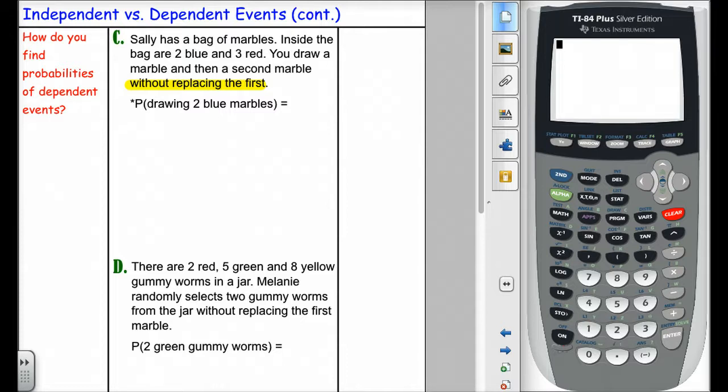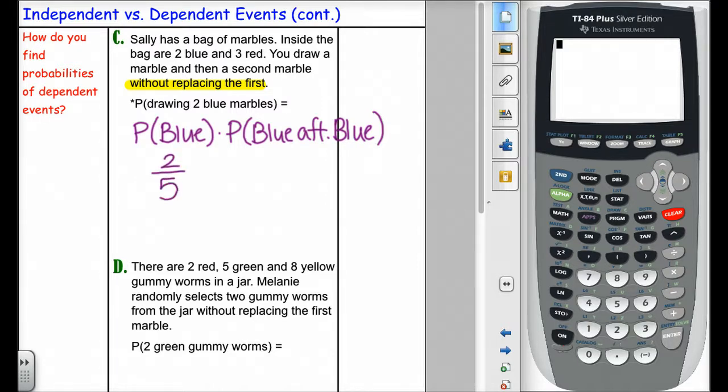So this is saying probability of drawing 2 blue marbles. That's the probability of drawing a blue times the probability of drawing a blue after a blue has already been chosen. So in our bag, we have 2 blue out of 5 marbles. Then if I draw a blue one out and I don't put it back, I now have 4 marbles and only 1 of which is blue, because I've already removed it. So if we think about our bag of marbles, with our 2 blue and our 3 red, and I take out a blue marble, now I'm down to 1 out of 4. So I multiply this, 2 times 1 is 2, 5 times 4 is 20. I simplify that to 1/10. So there's a 1 in 10 chance of drawing 2 blue marbles.